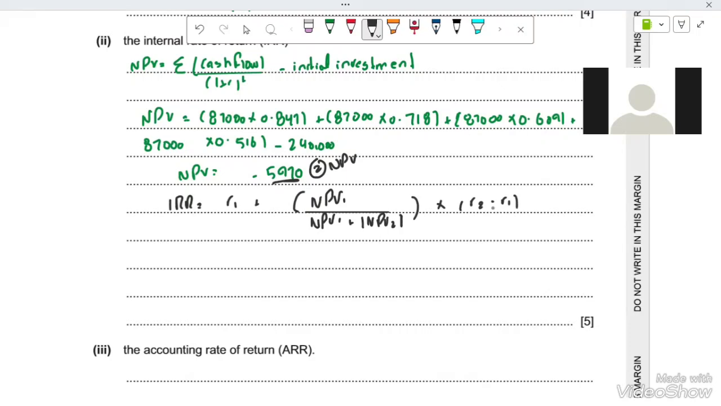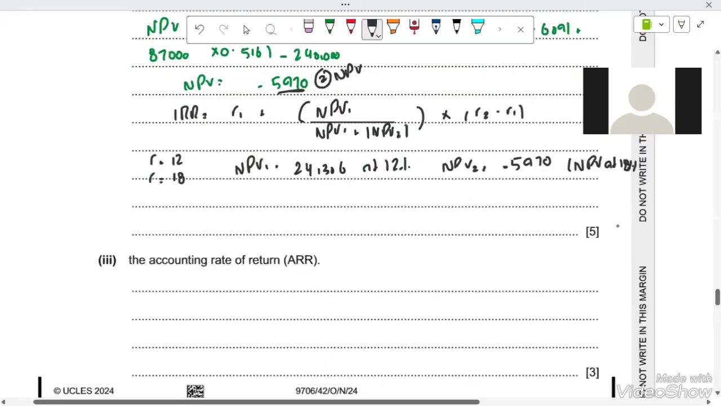R1 is equal to 12, which is the lower discount rate, and R2 is equal to 18, which is the higher discount rate. NPV1 is equal to 24,306 at 12%, and NPV2 is equal to minus 5,970, and this is the NPV at 18%.